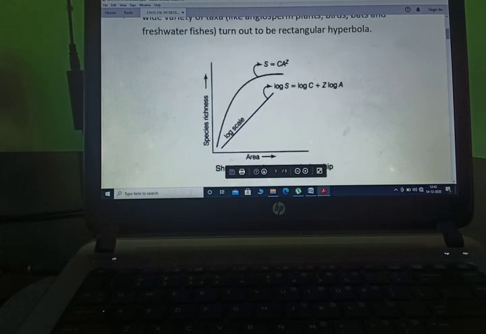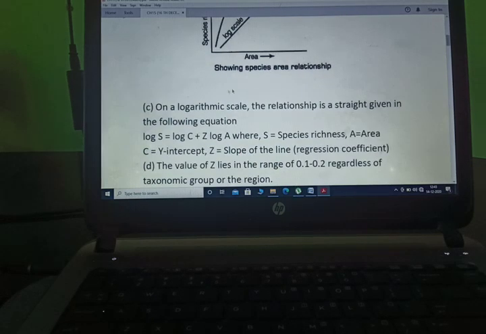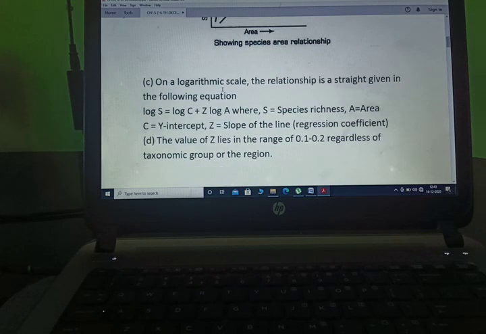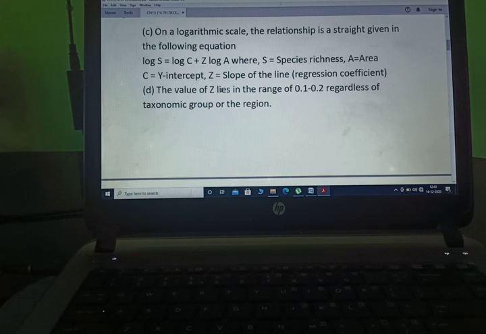Now, this graph is plotted between species richness and area. This is log scale and this is hyperbola. Log S = log C + Z log A, and this is S = C A^Z. Now we will study what is all this. On a logarithmic scale, the relationship is a straight line given by the following equation: log S = log C + Z log A, where S is species richness, A is area, C is the y-intercept, and Z is the slope of the line, that is the regression coefficient.